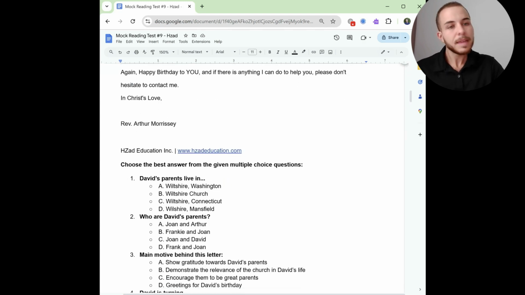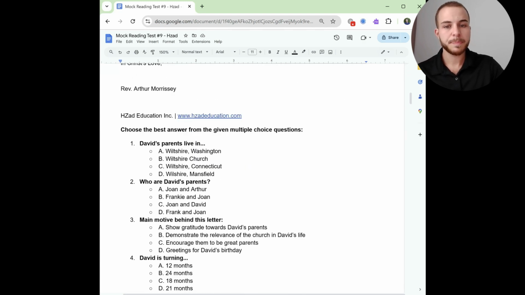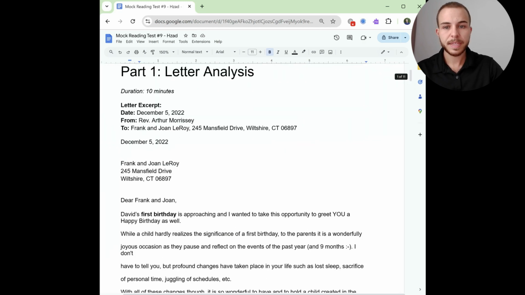Okay, we're moving fast, so stay with me. Where do David's parents live? David is the child that was just born. I think they said he's 1 year old. So let's look at the address. They sent it to David. They sent it to Mansfield Drive. That's the home address.